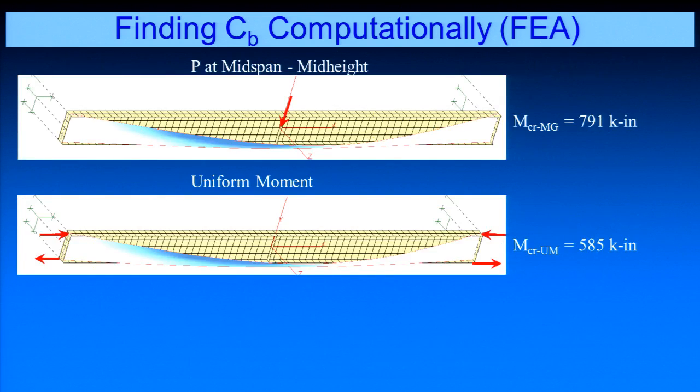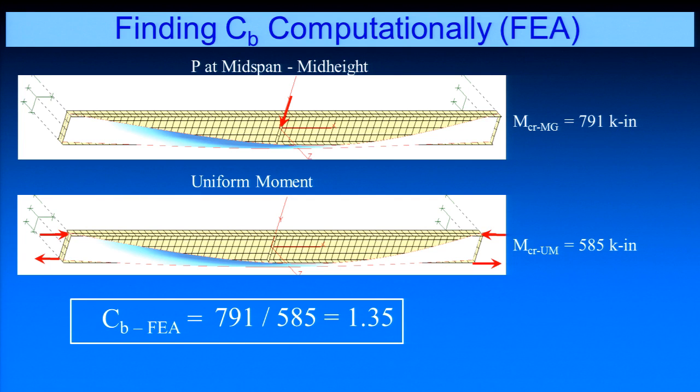This is just showing some buckled shapes out of the program BASP. If I had that point load at mid-span and I get my critical load here, my maximum moment at buckling would be 791 inch kips. If we look at the case under uniform moment, it's 585. If we back that out, looking at the ratio of 791 over 585, we get a C sub B factor of 1.35.